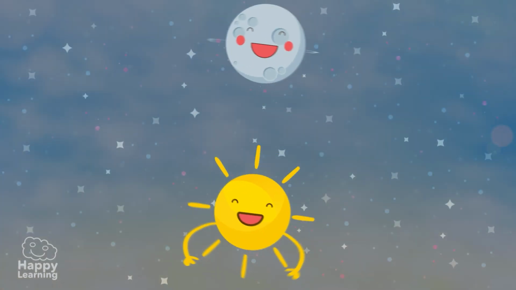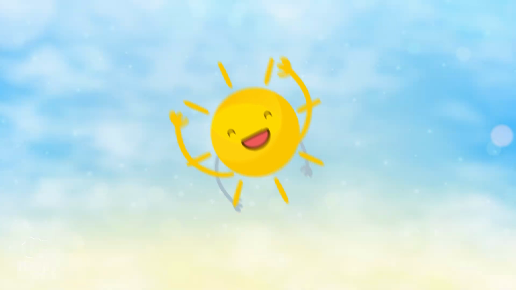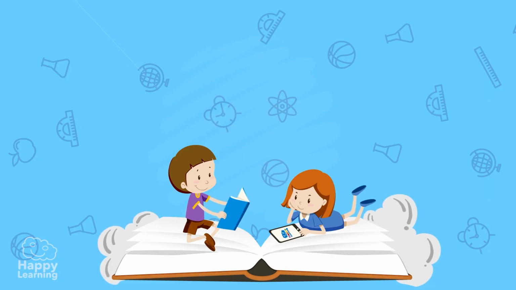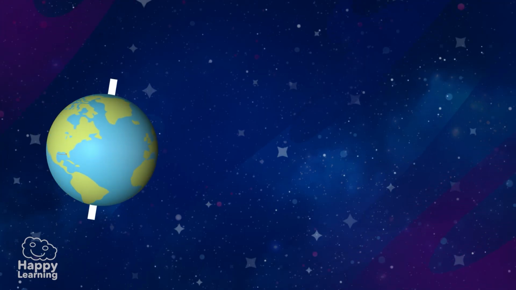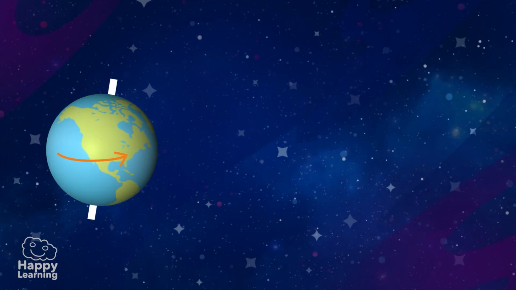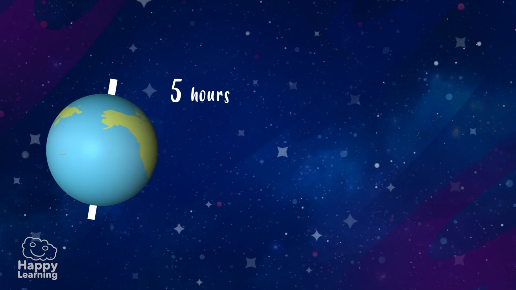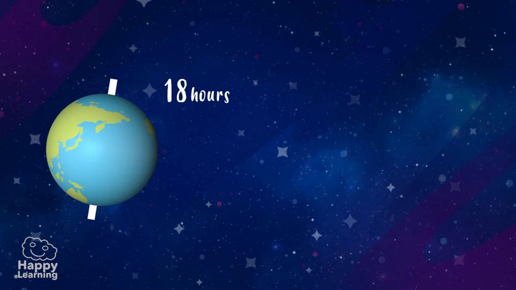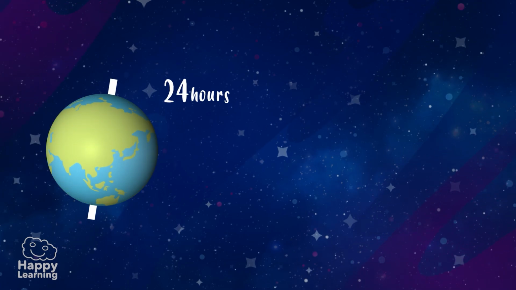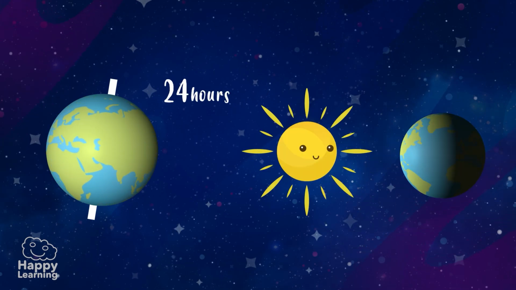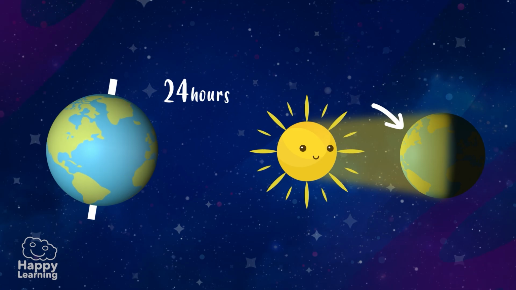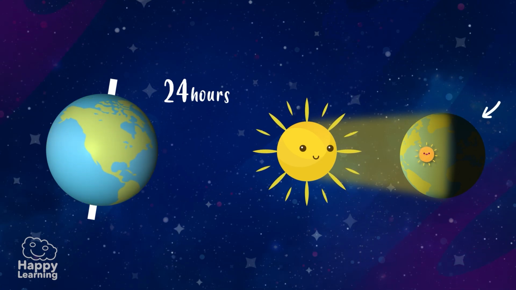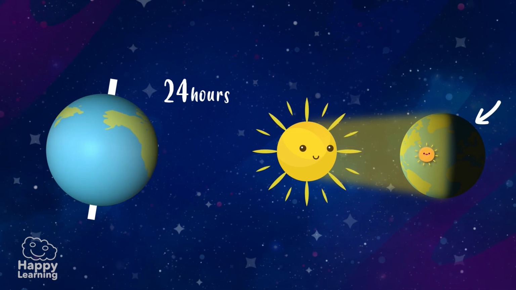We've already got to know why the day and the night exist. So now, let's review. The Earth is always turning, and it takes 24 hours to do a complete turn. In the part that is illuminated by the sun, it is daytime, and in the other part, it is nighttime.